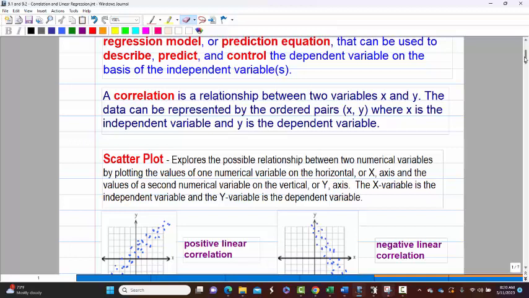All right, now sometimes you can get correlations between variables that really wouldn't make any sense. I'll talk about that here in a minute. Let me come down here.